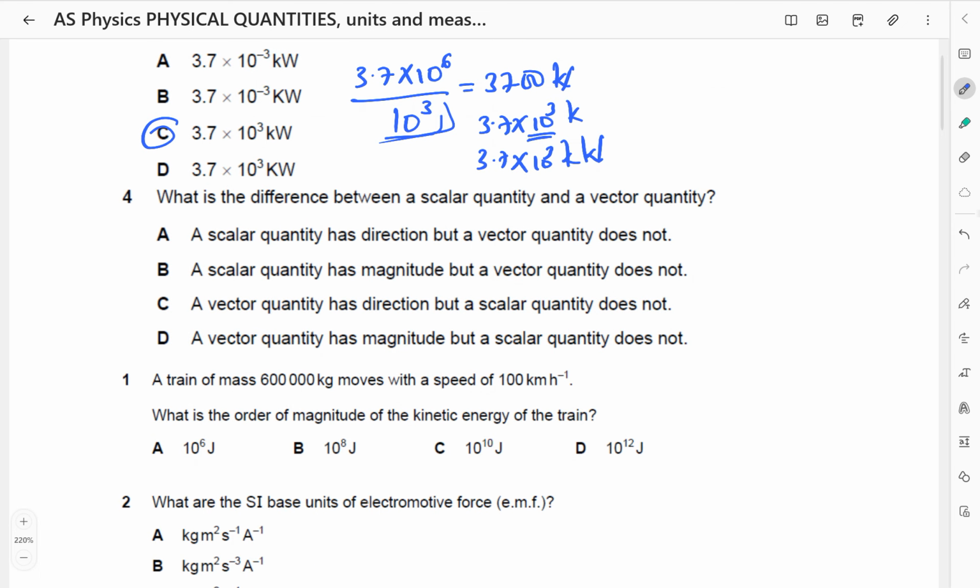What is the difference between a scalar quantity and a vector quantity? A scalar has only magnitude, a vector has both magnitude and direction, so our answer is going to be C. That is, a vector quantity has direction, but a scalar quantity does not. When you say a vector quantity has magnitude but a scalar quantity does not, both of them have magnitude.